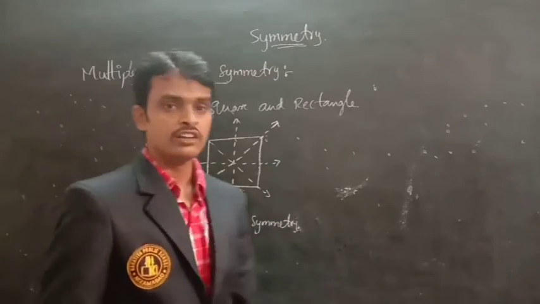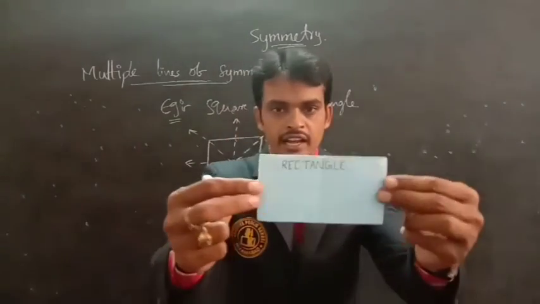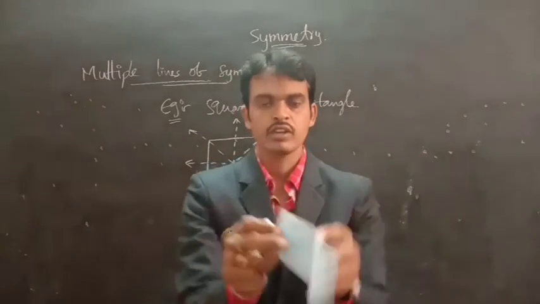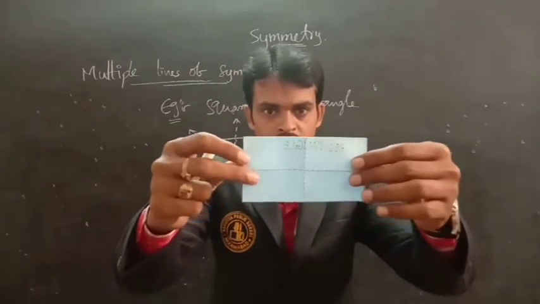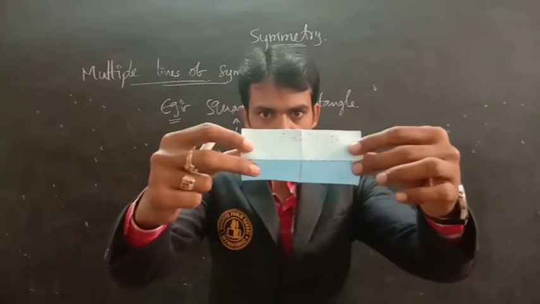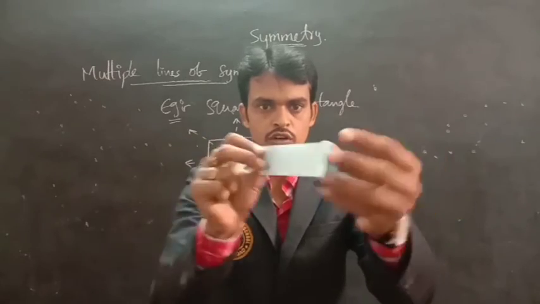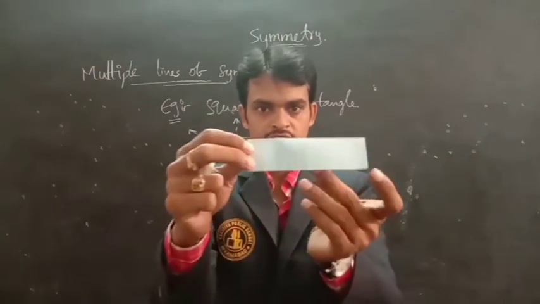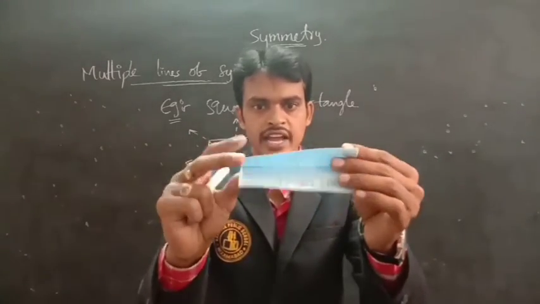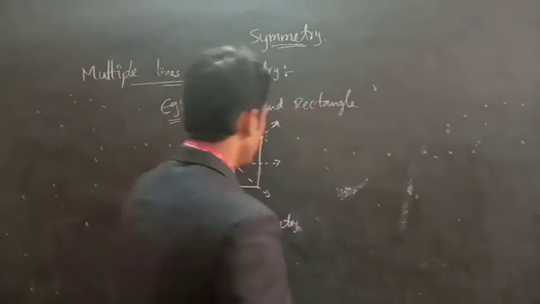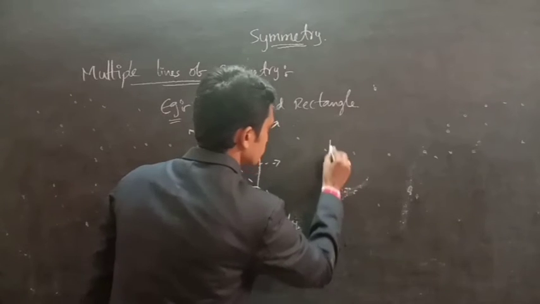Next, rectangle. So this is a color chart of rectangular shape. So this rectangle I folded horizontally. So this is the first part and this is the other part, both are exactly matched with each other. So here this is a rectangle.